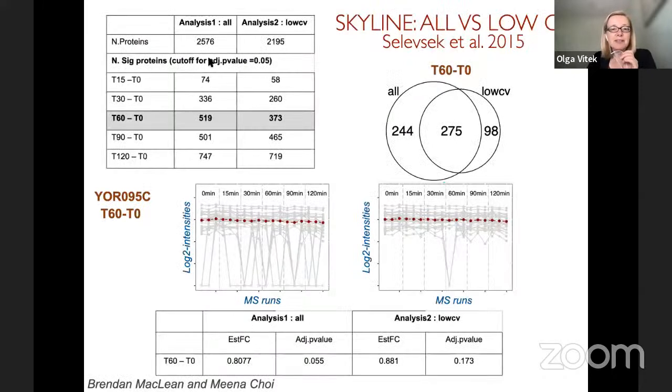So this is a comparison between the data sets. This is when we work with all the precursors, and this is where we only work with precursors which have low CV. Well, it's a real life experiment. We do not know what the truth is. We do not know what to expect, but a couple points to note. So low CV clearly lost some proteins. We have 400 proteins fewer.